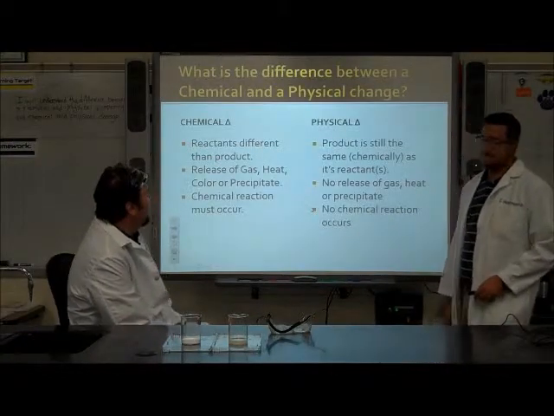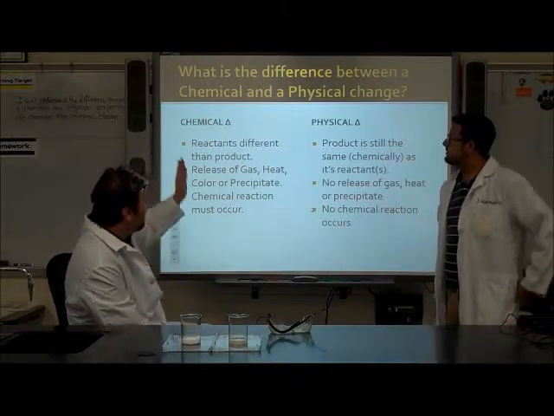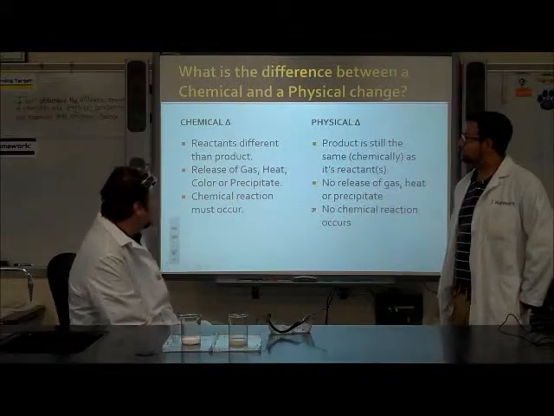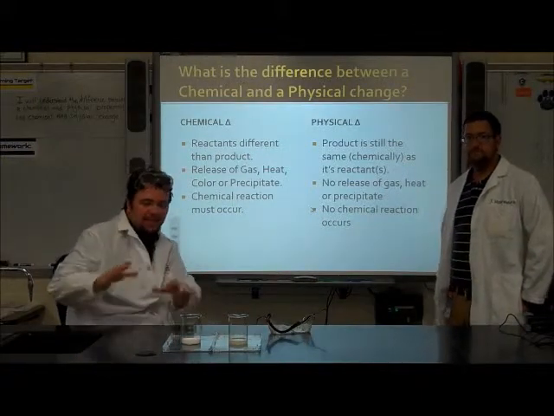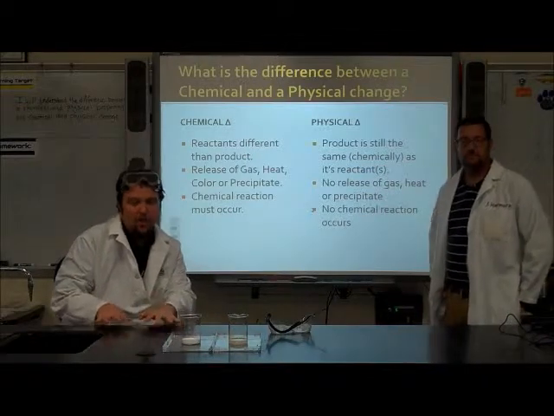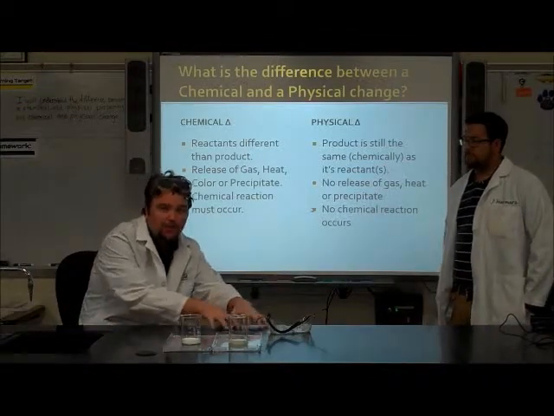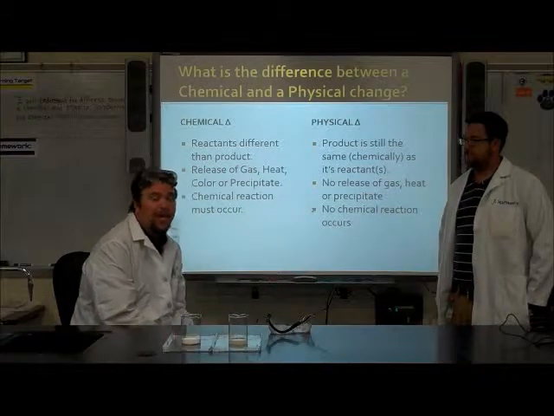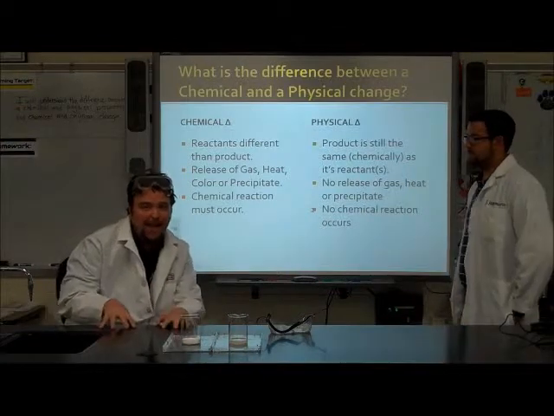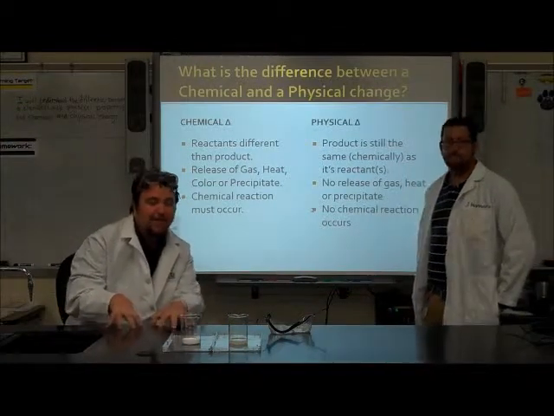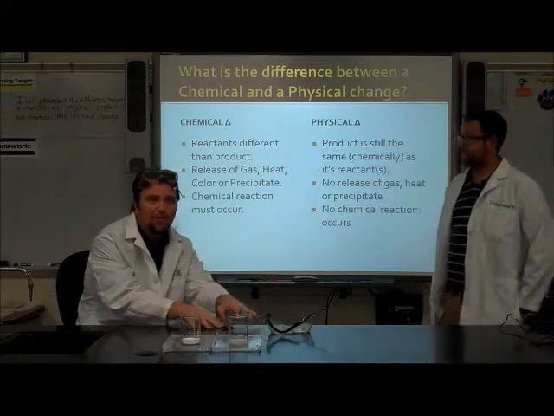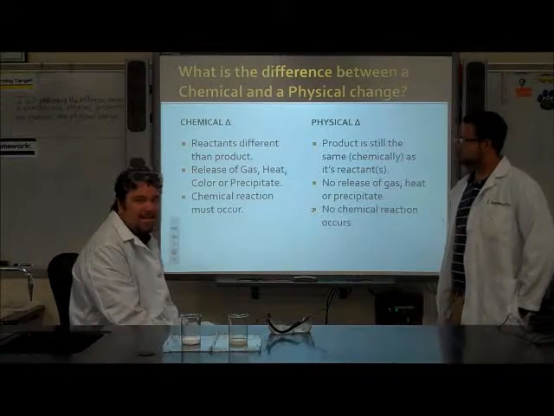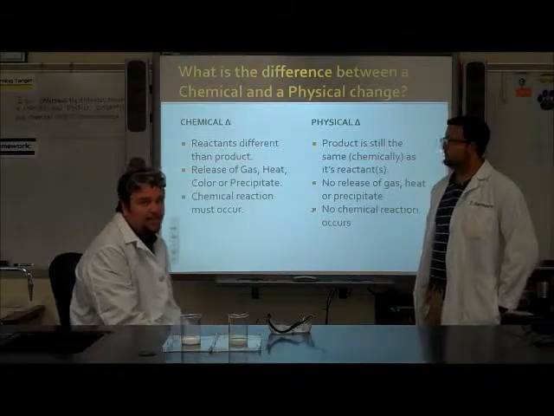So what is the difference between a chemical and a physical change? We have two columns here. On the left we have chemical changes. With a chemical change, the reactants are different than the product. So the things that you start with before the chemical reaction are totally different from the product, which is what you end up with. So again, we'll talk more about that vocabulary when we start talking about chemical reactions. Again, what you start with, they're called the reactants, and they're going to be totally different than the actual products, which is what you end up after the chemical reaction. Also, there's a release of gas, or heat, or color, or perhaps a precipitate forms.